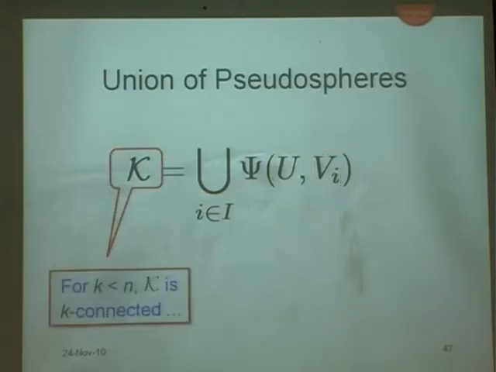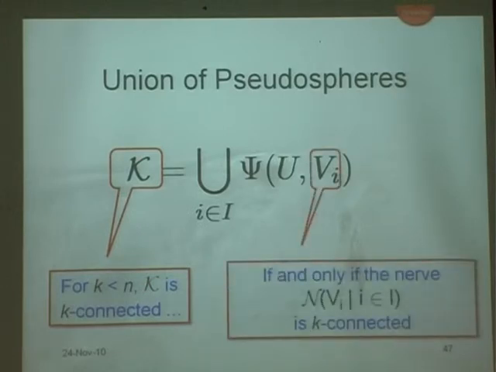So what I want to argue is that for every k less than n, the complex big K is k-connected if and only if the nerve complex of these things is k-connected. So if you take the union of all of these sets, that gives you a big set, and the subsets of it are a cover for the big set. And so it turns out that the connectivity of this depends entirely on the connectivity of the nerve complex of these things.